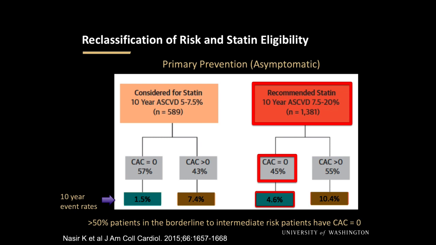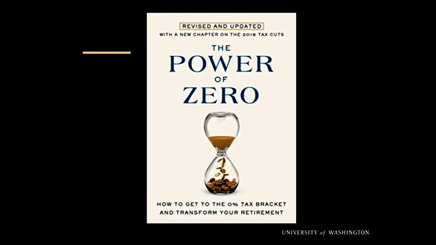So he had a 0 calcium score, and in the world of coronary calcium CT, the term is called the power of 0. And if you Google the power of 0, the first 100 hits are a finance book, and it's talking about how to get into a 0% tax bracket, which sounds great, and how to transform your retirement, but that's not exactly what we're talking about here. It's the power of a 0 calcium score, and it's really just the ability to down-classify a patient's risk and potentially withhold statin therapy for a period of time.